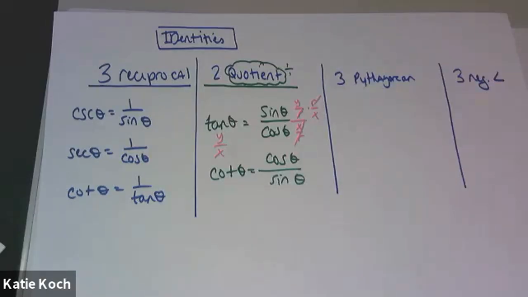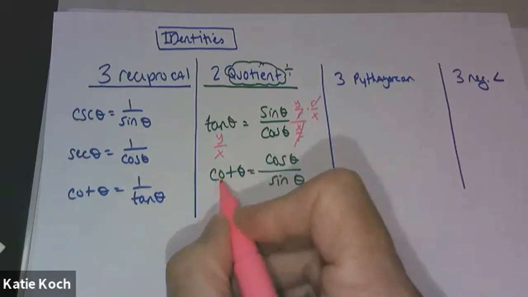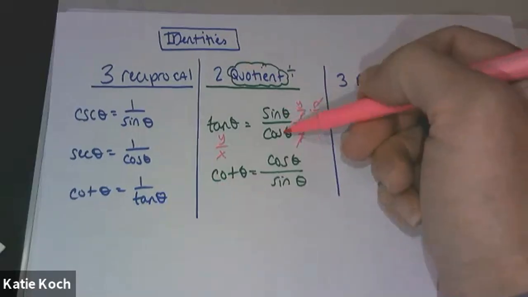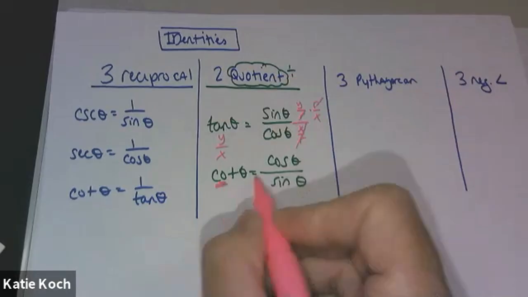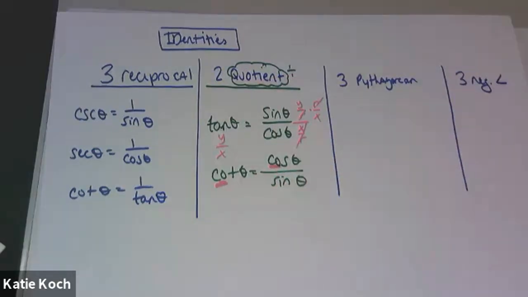And I like to remember this because, if I say them in order, sine, cosine, tangent, I can kind of see this identity. Also, cotangent has the cosine on the top. So some little things I look for.